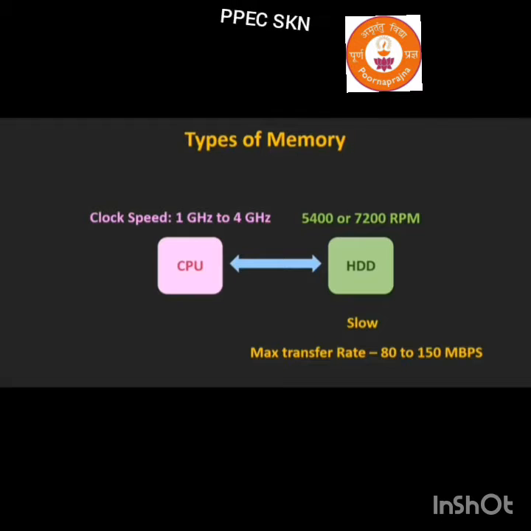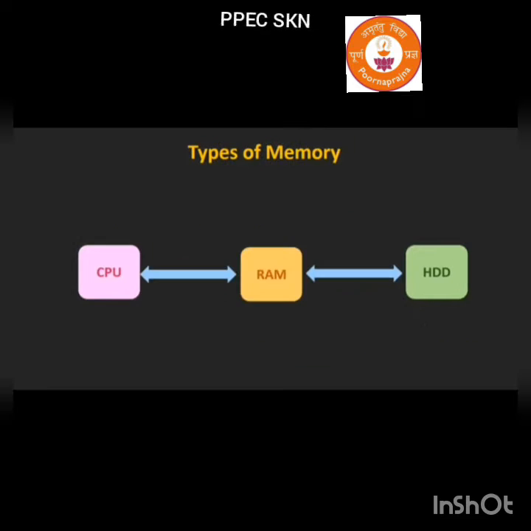80 to 150 Mbps. But if you see the clock speed of the CPU, it is in the range of 1 GHz to 4 GHz. So even though your processor is capable of accepting data at a much higher speed, it cannot get the data through the hard disk drive at the same rate. So we need a memory in between to avoid this speed mismatch. That memory is called random access memory.